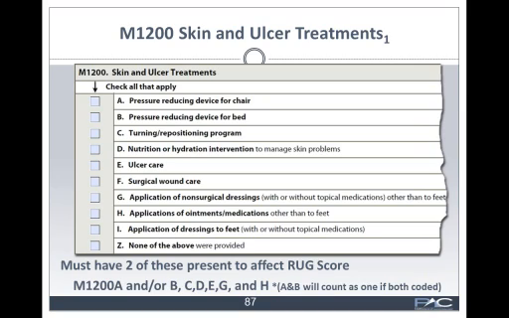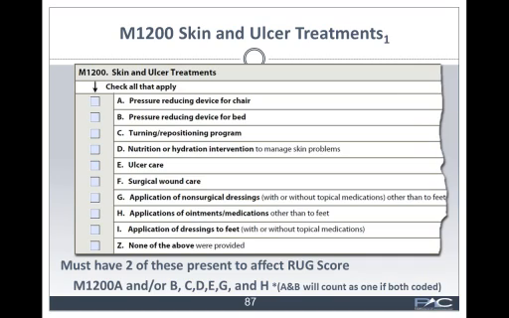This is section M1200 on the MDS, and the areas that will actually trigger as ulcer treatments, what the MDS needs to have ulcers be coded into the clinical categories that we're going to talk about, the special care categories. You have to have at least 2 of these present, and it looks at A, B, C, D, E, G, and H. All right, so just go through those.